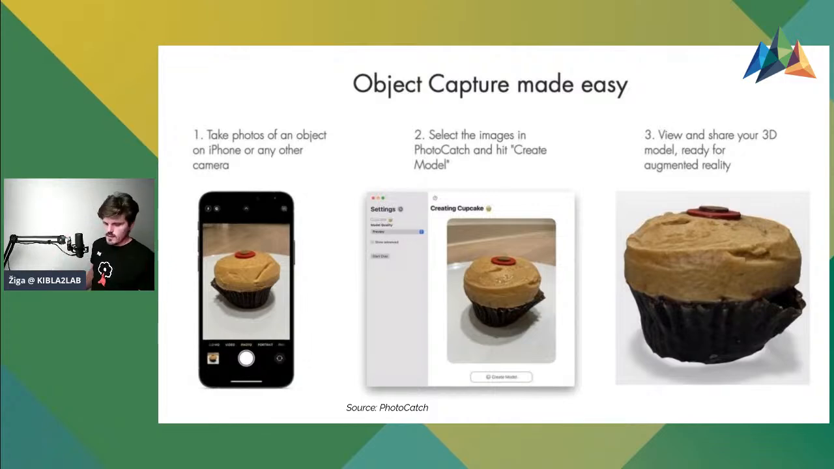objects. But of course, you still need to be aware of the basic rules, like 70% overlap, sharp images, consistent lighting. Even what you see here has been done on a tripod. For example, the iPhone was standing on a tripod and the cupcake was rotated with a turntable. If you do it by hand, your hand is always shaking when you take the camera, so you will have blurry pictures. So you still need a little bit of a setup to achieve this model.